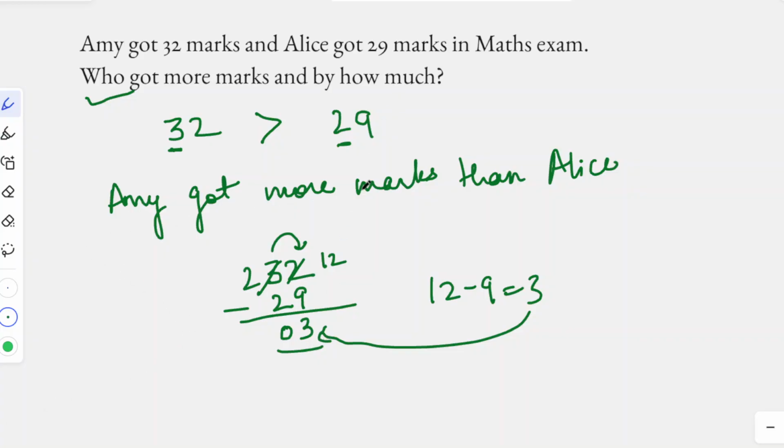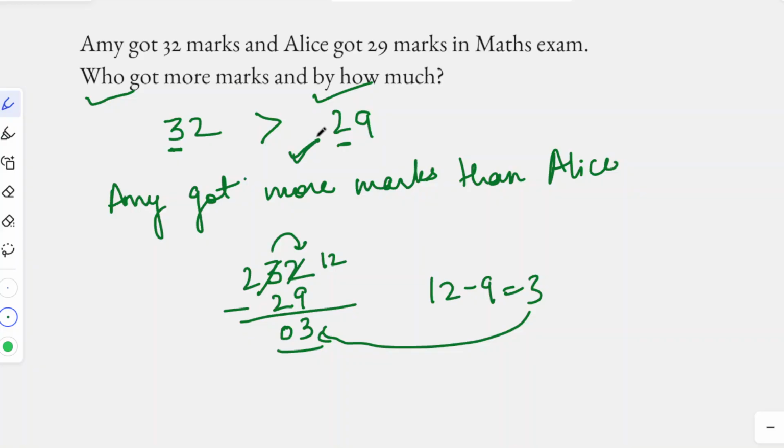So Amy got more marks than Elise. We can say Amy got 3 marks higher than Elise, right? So we got the answer for this part also. Alright, so here the subtraction happened, but it involved comparison of numbers as well.